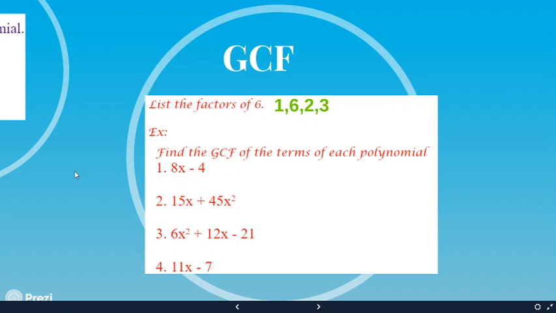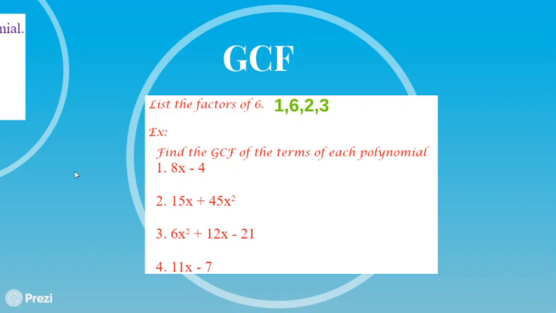Example 1. When you are identifying the GCF, I start by identifying the coefficients, or the numbers in front of the x. The numbers are the 8 and the -4, technically. But I want to know, what is the largest number that divides into 8 and 4? It would be 4.